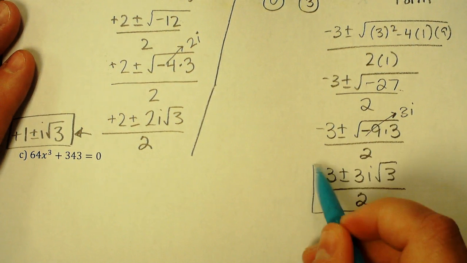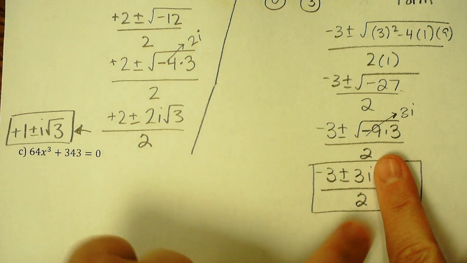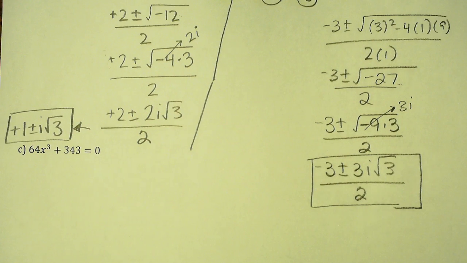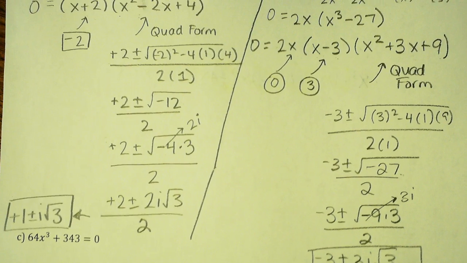Now, different from the last problem, don't ever touch the radical, but these numbers are not divisible by 2, so I cannot break that down. So that's my other set of answers. So let me pull this up so you can see.